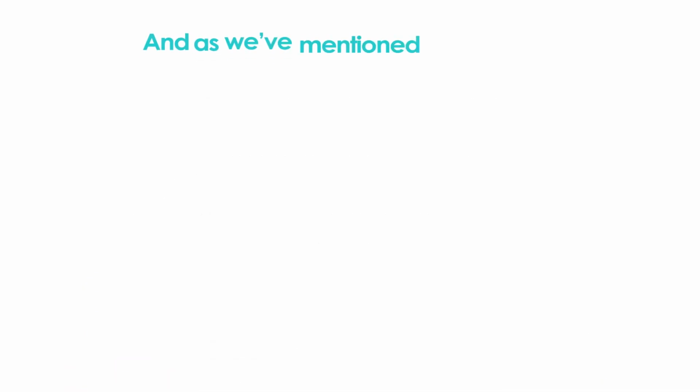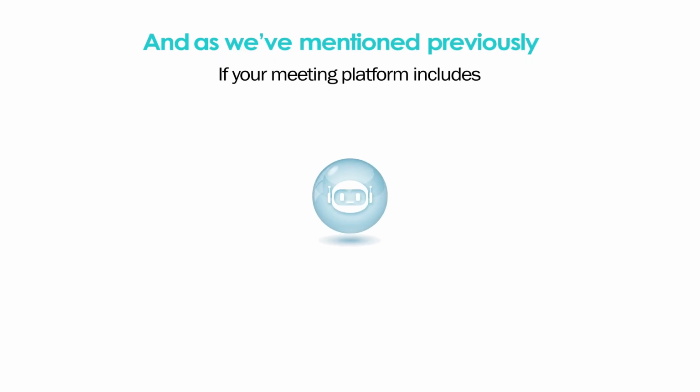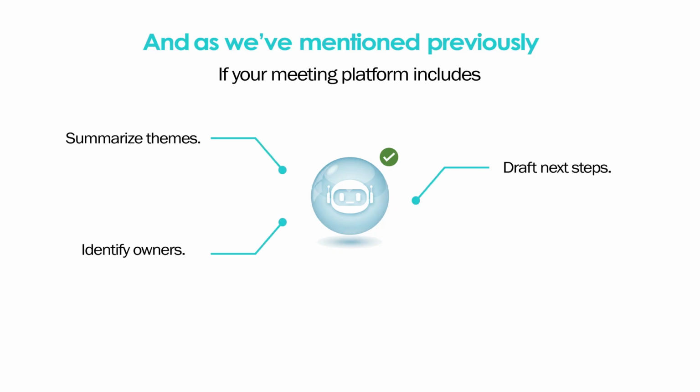On AI, if your meeting platform has AI support, enable it with your team's consent. It can help surface themes, identify owners, and draft next steps quickly. But AI is a first draft, not a final answer. Always review before anything goes to the team.